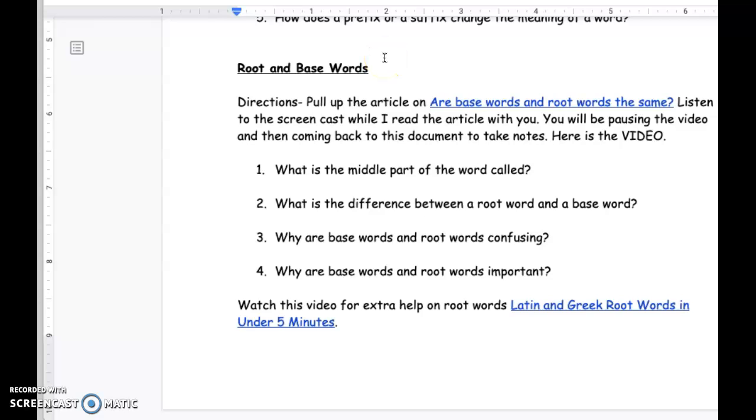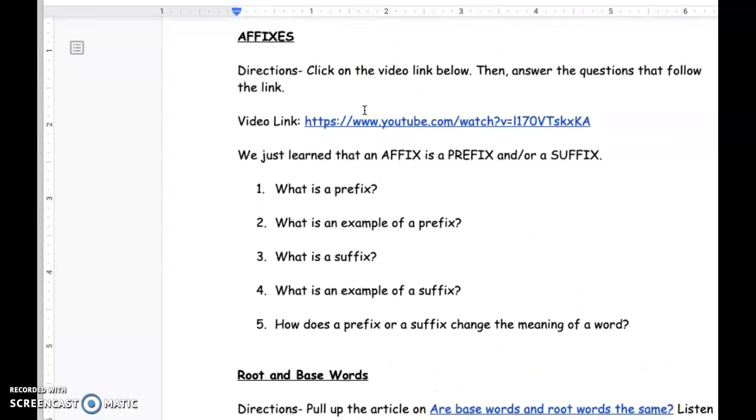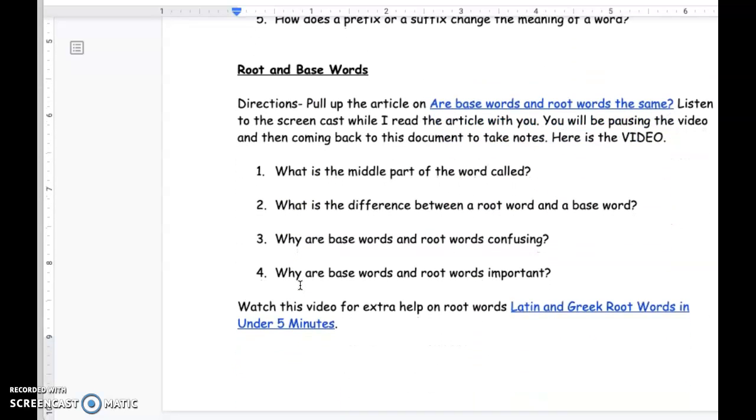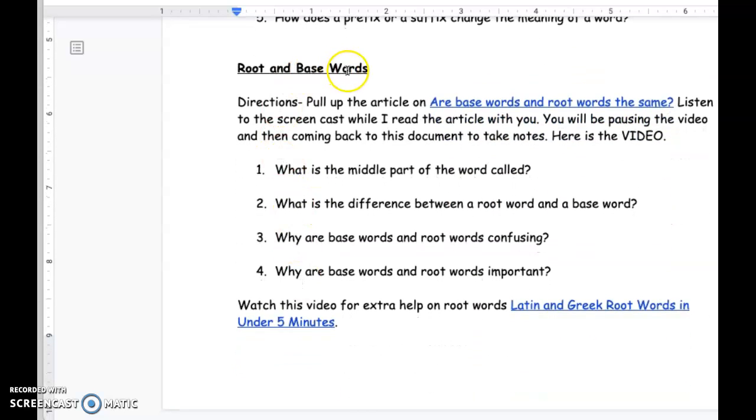Today we are going to learn about root and base words. By now, you've already completed the first half of the assignment, which is on affixes. We are now on the second half of the assignment, root and base words. The directions say to pull up the article, are base words and root words the same?